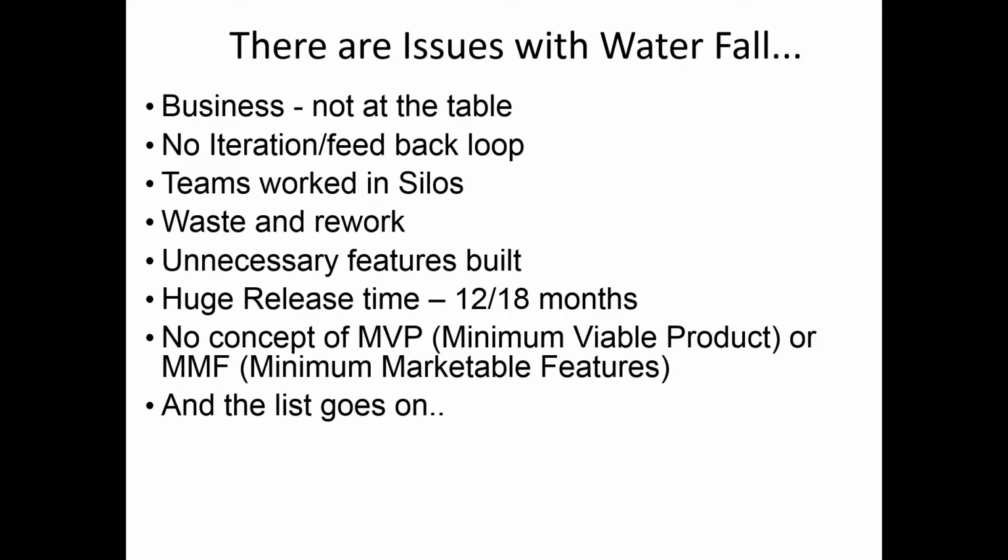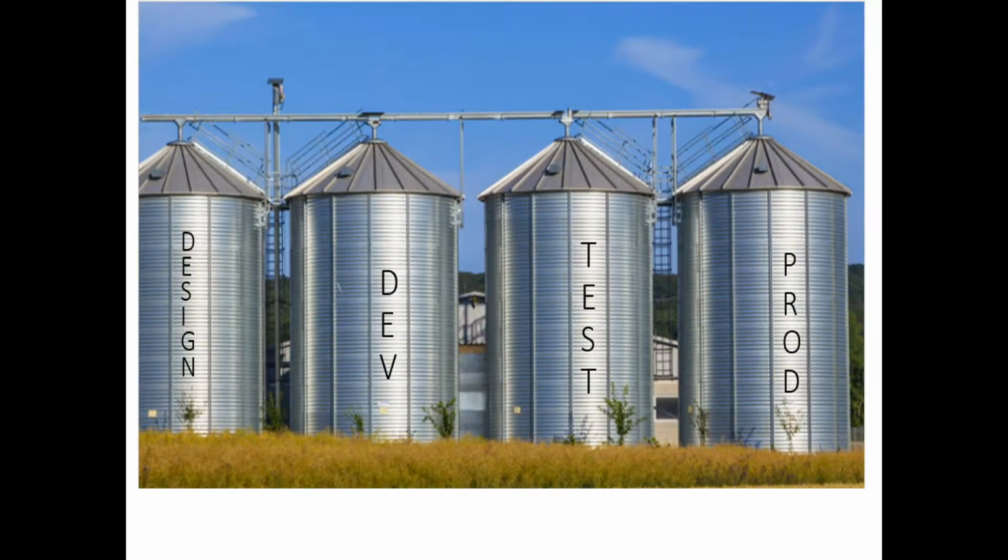Huge release time. We all know 12 to 18 months release time, right? When the project starts, until the project goes to production. No concept of MVP in the waterfall, right? Minimum viable product or minimum marketable feature, and the list goes on. So these are the silos: design, development, just to visualize.